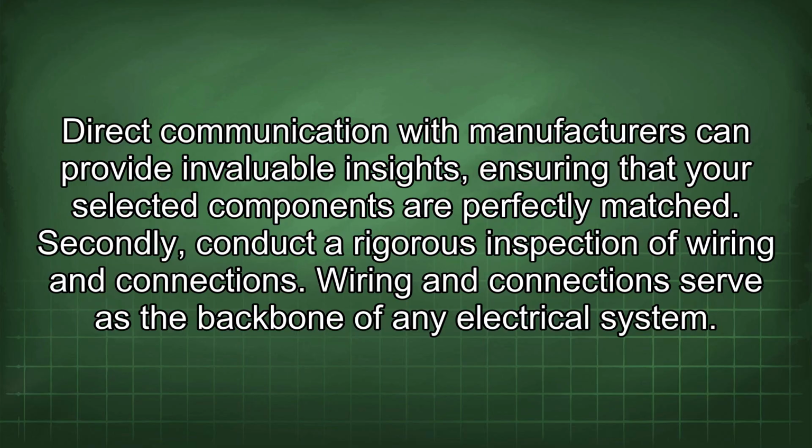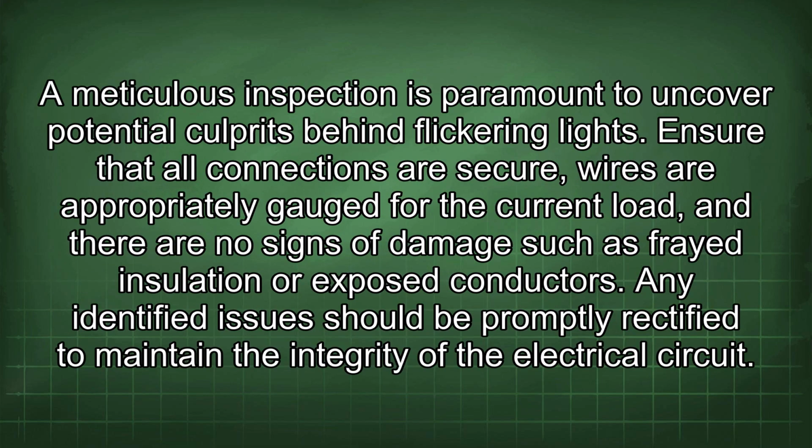Secondly, conduct a rigorous inspection of wiring and connections. Wiring and connections serve as the backbone of any electrical system. A meticulous inspection is paramount to uncover potential culprits behind flickering lights. Ensure that all connections are secure, wires are appropriately gauged for the current load, and there are no signs of damage such as frayed insulation or exposed conductors. Any identified issues should be promptly rectified to maintain the integrity of the electrical circuit.